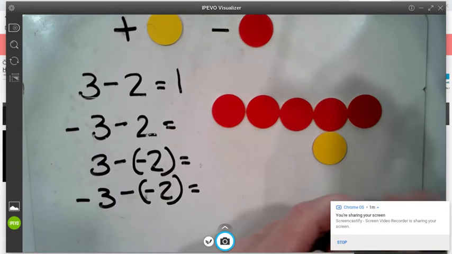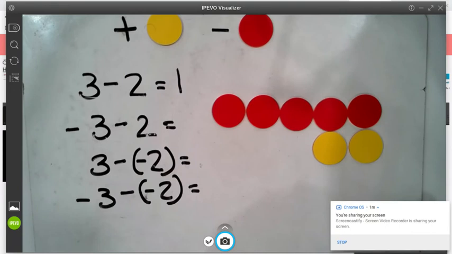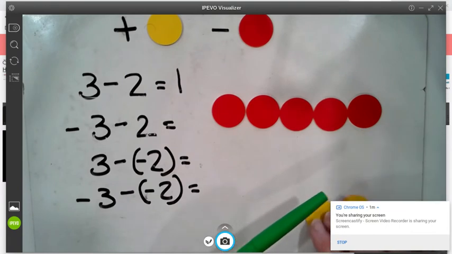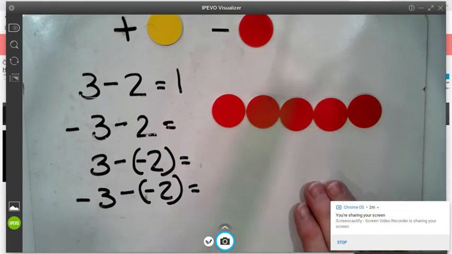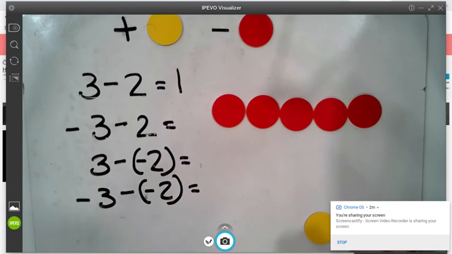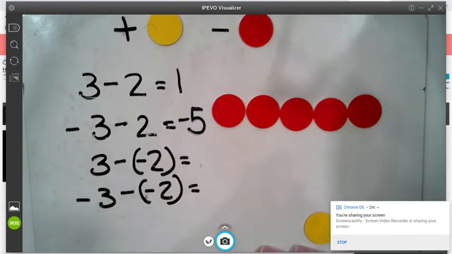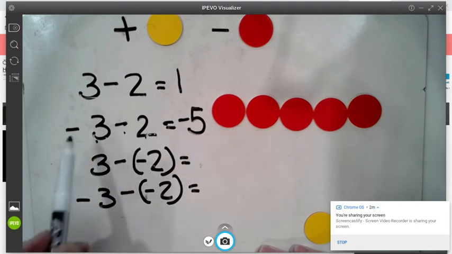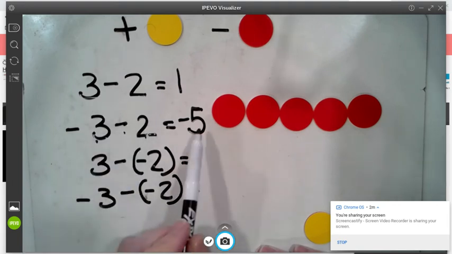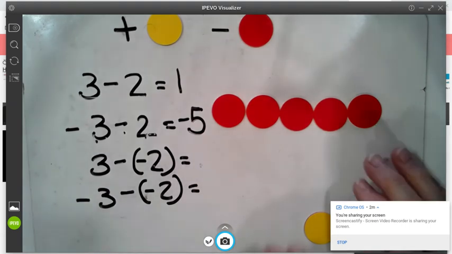So I'm going to add my 2 neutrals. Now I can take away 2 positives. When I take those 2 positives away, what I'm left with is 5 negatives. So I would call my answer negative 5. A negative 3 minus 2 is a negative 5. Notice it kind of looks like they have the same sign and you're adding and keeping. Yeah, it's very much like that.